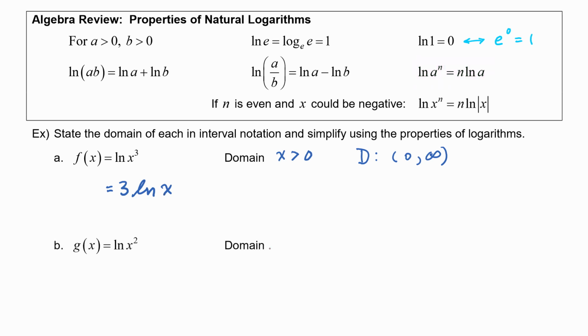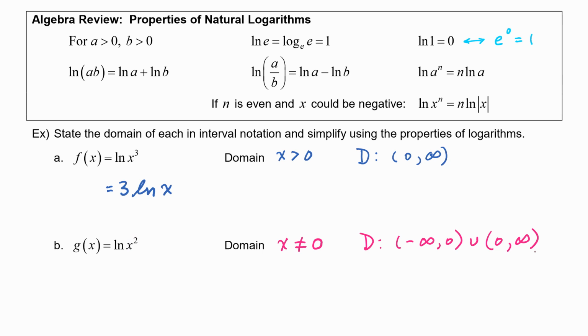In part B, we have g of x equals log of x squared. Now we just need x squared to be greater than 0, and all we need for that to happen is that x just can't be 0. It's okay for x to be negative because when it gets squared, it turns positive. So our domain for this problem is negative infinity to 0 union 0 to infinity.